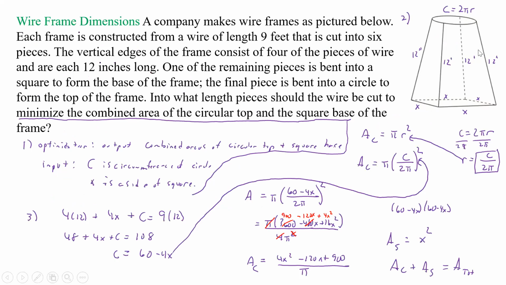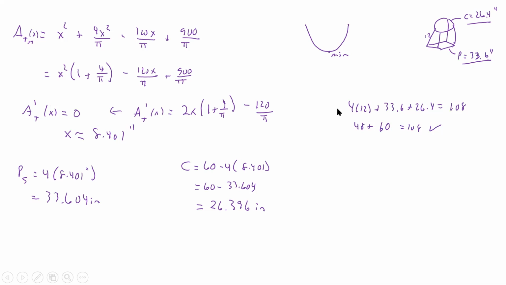Now, what does it say we're supposed to actually have? Into what length pieces should the wires be cut to minimize the combined area of the circular top and the square base? Well, we need the top to be 26.396 inches, and we need a total of 33.604 inches around the base. And so that is going to be one piece of wire, that's going to be the other piece of wire, and we already knew those 4 pieces were each 12 inches. Okay, and so that's how I would solve that problem.